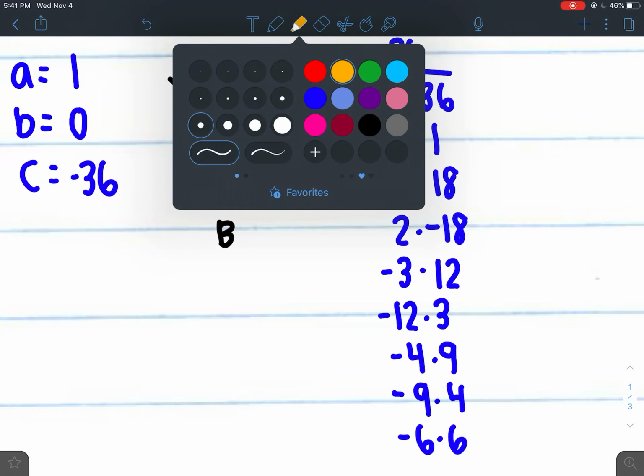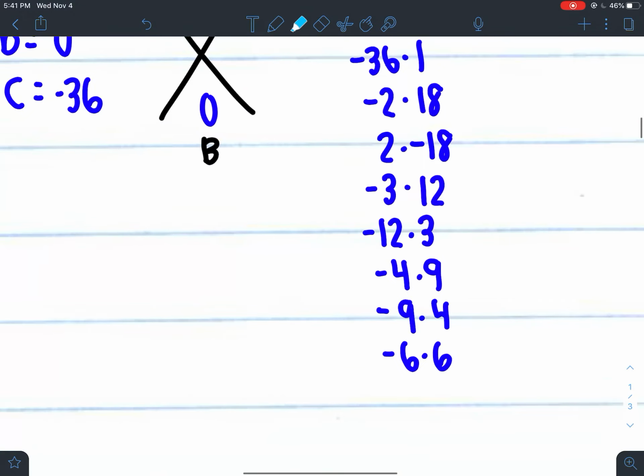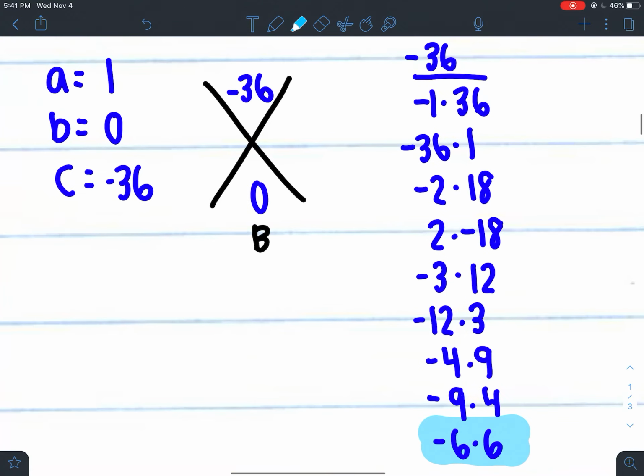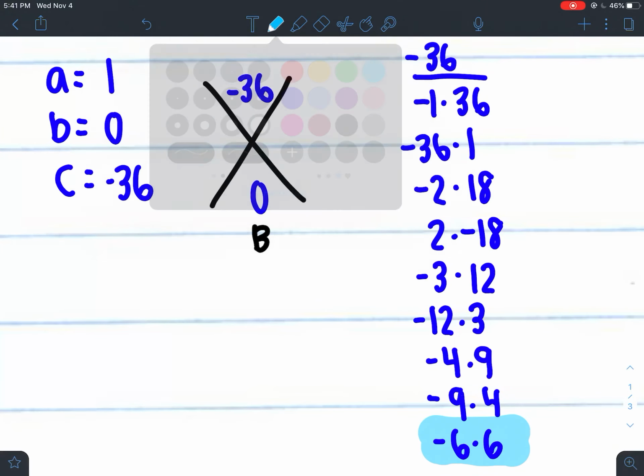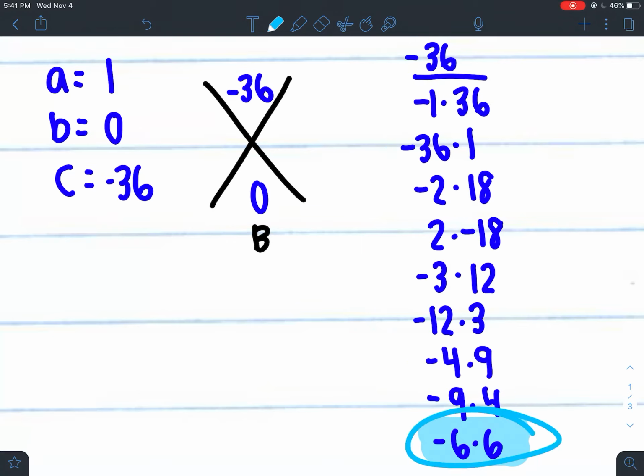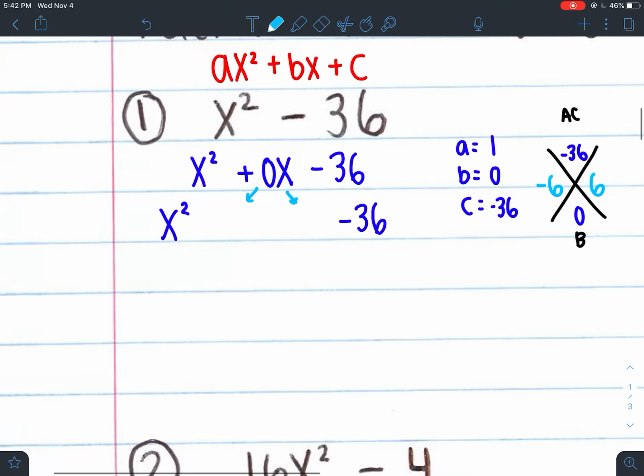Well, the one that adds up to what we need is that last one. But because you know this is a special case, you don't have to think about all these combinations. You'd be like, oh, automatically negative 6 and 6. Now again, if it takes you that whole list, it takes you that whole list. There's no rush. And it is what it is.